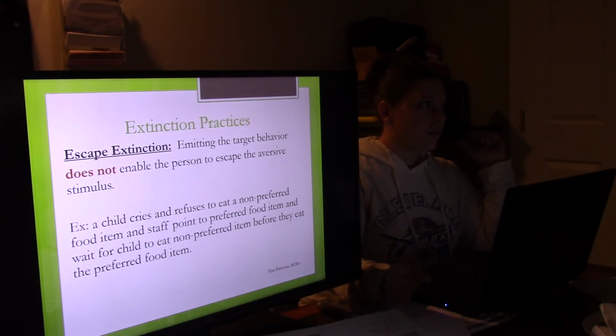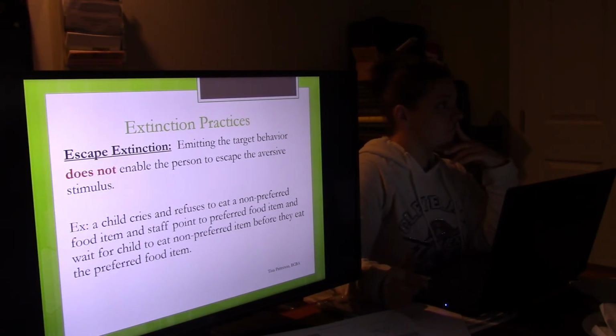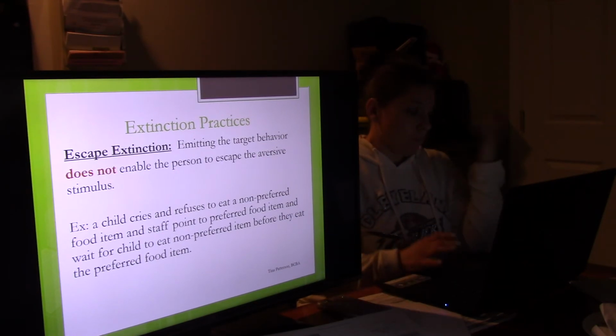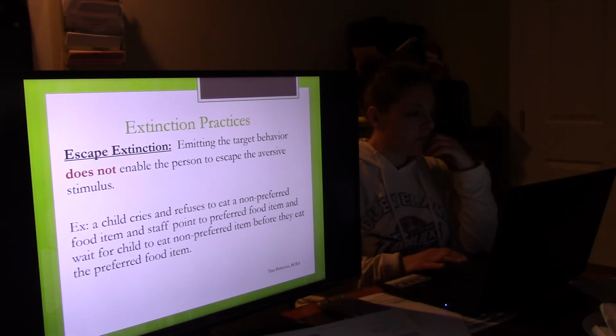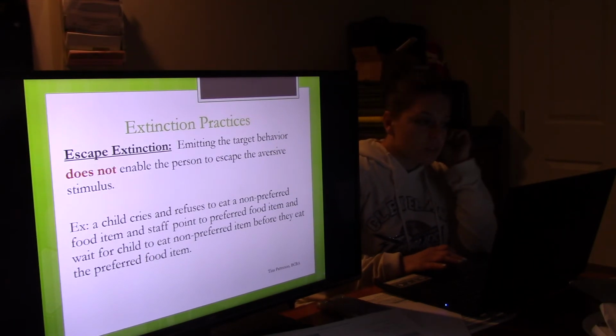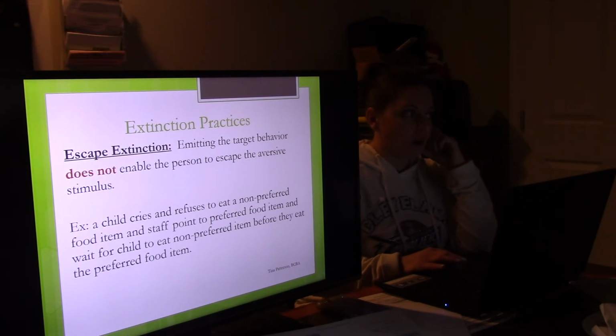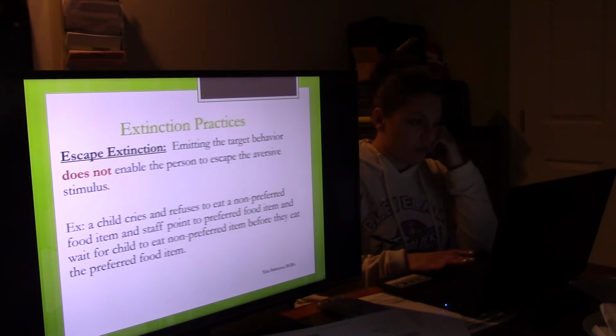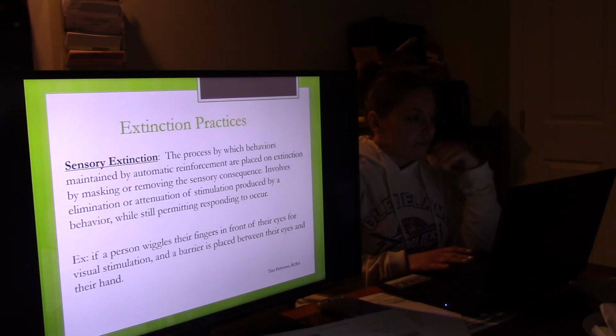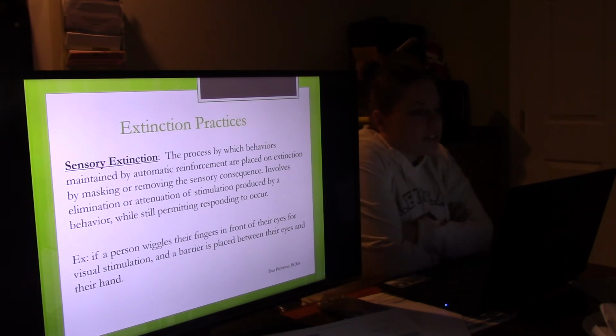It's like with art. Her meat before she can have her treat. Right. You have to eat the non-preferred before you get your preferred. I have seen that. So it does not let you escape. It's not going to enable them to escape those yucky peas. I like peas, but I'm just saying. I like donuts better.